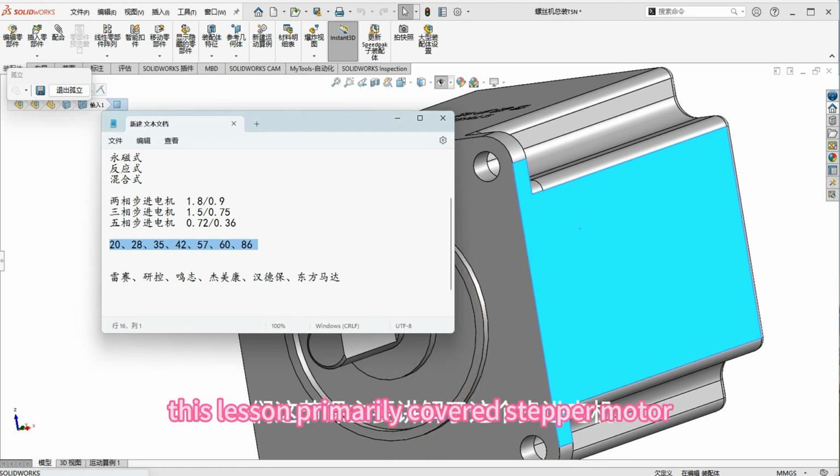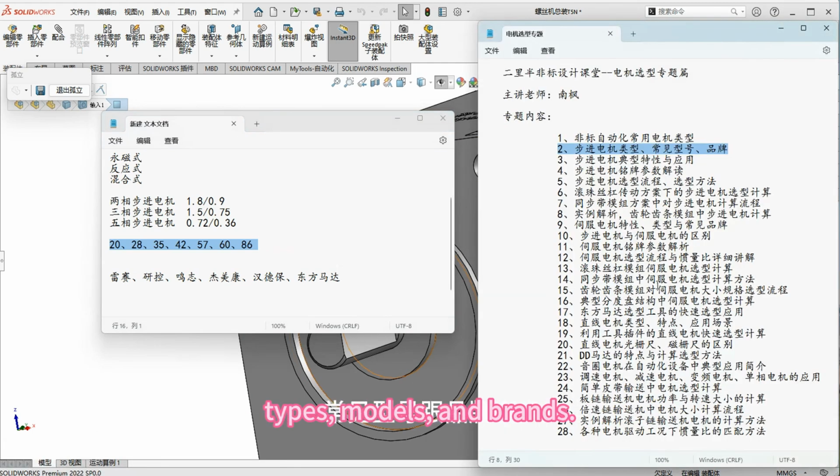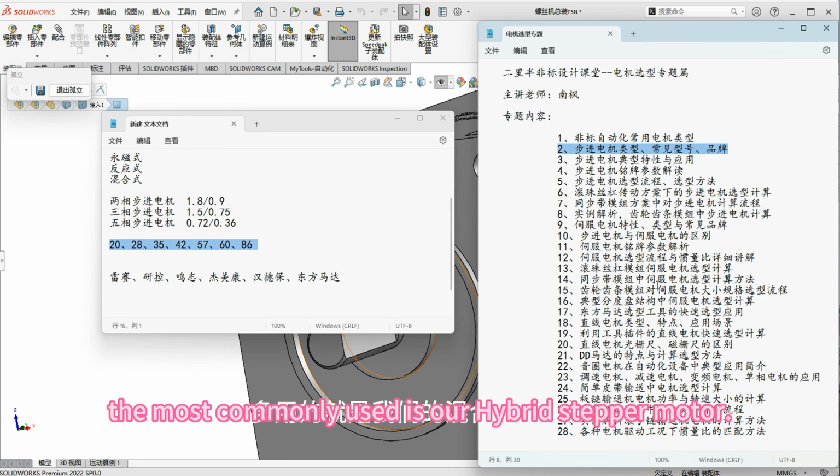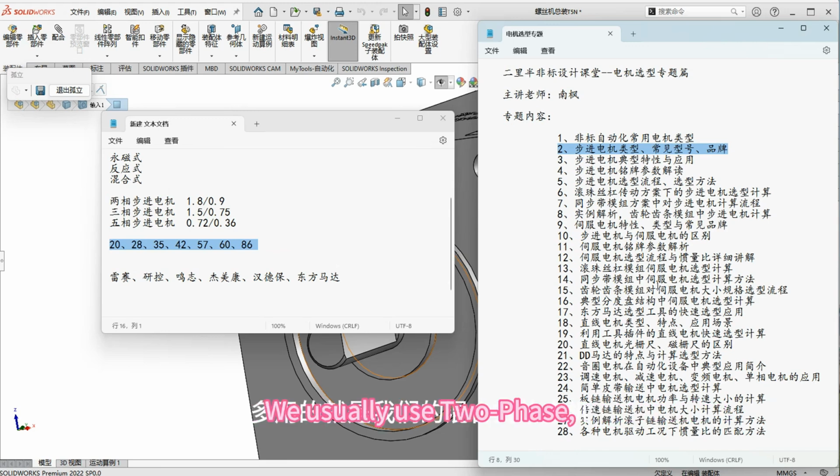So today, this lesson primarily covered stepper motor types, models, and brands. Please note, generally, the most commonly used is our hybrid stepper motor. We usually use 2-phase, and for higher precision, 5-phase, right? Remember this. Later, when we design and select, most of the time we will probably choose 2-phase motors, correct? 5-phase motors are relatively more expensive, so we select them less often. This is a point for you to understand.